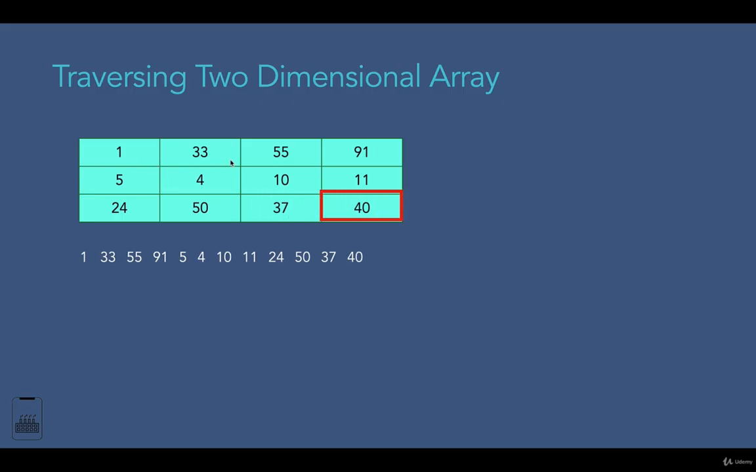Then it visits all elements of this row also and prints out the values. Basically the logic is like this. First we are visiting all elements of the first row, then all elements of the second row, then all elements of the third row. So this means that traversing in two-dimensional array is row by row. Now based on this logic, let's see how we can create our method using Java.